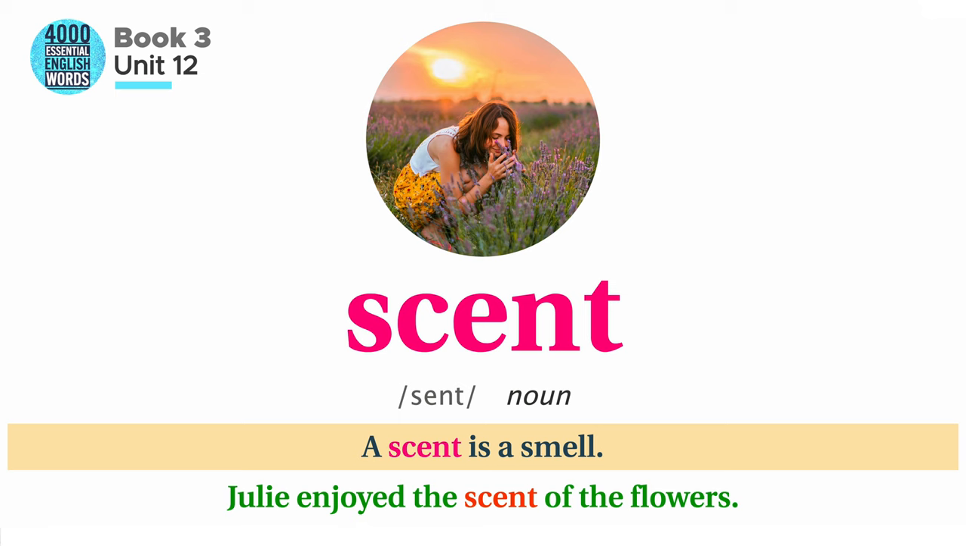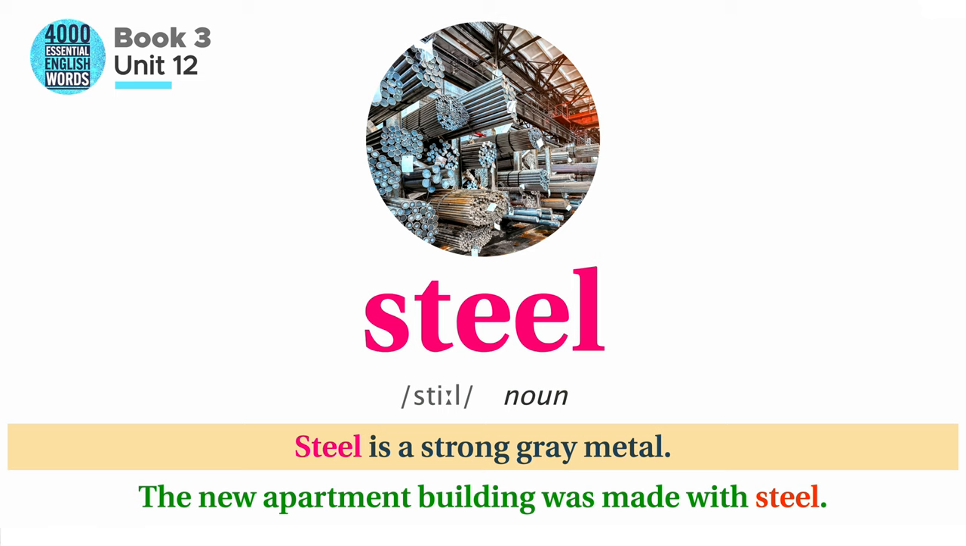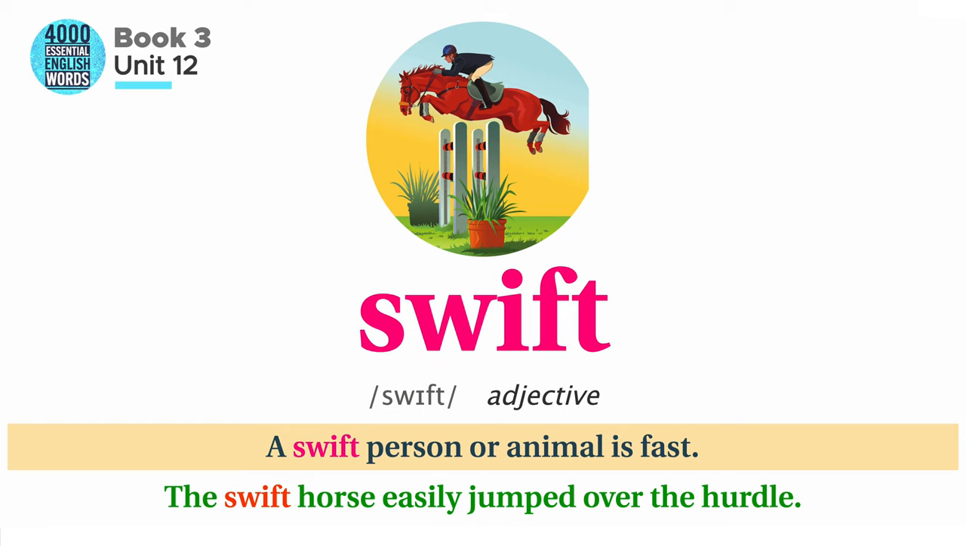Steel. Steel is a strong gray metal. The new apartment building was made with steel. Swift. A swift person or animal is fast. The swift horse easily jumped over the hurdle.